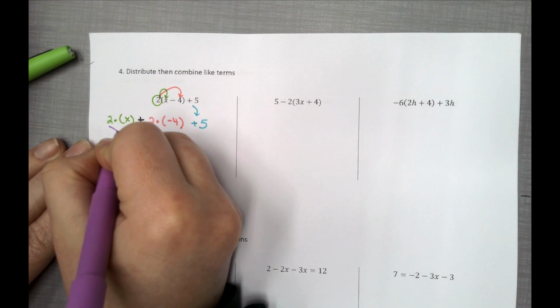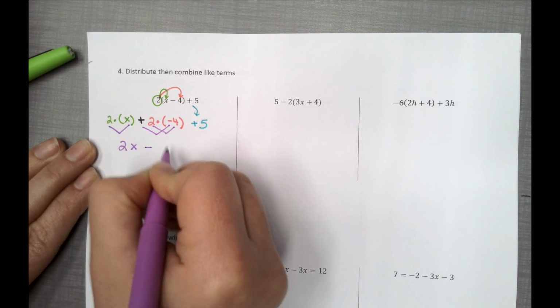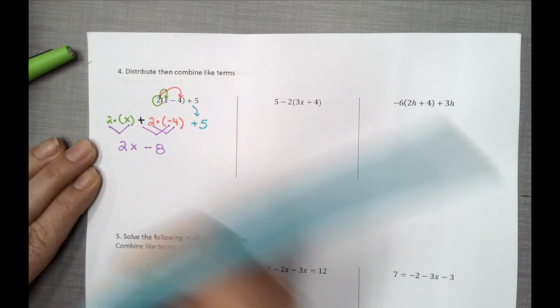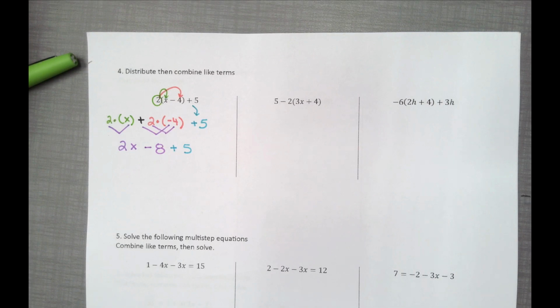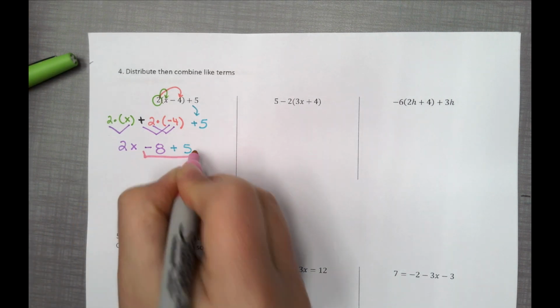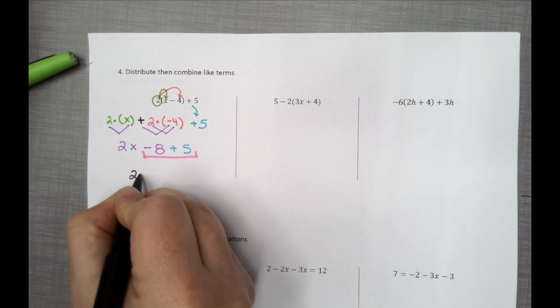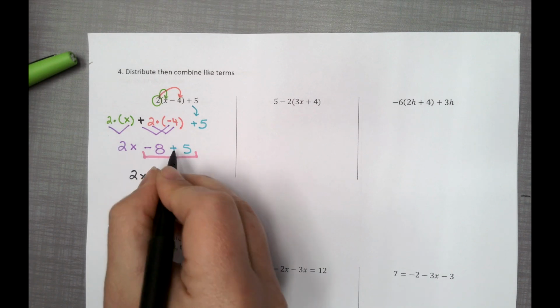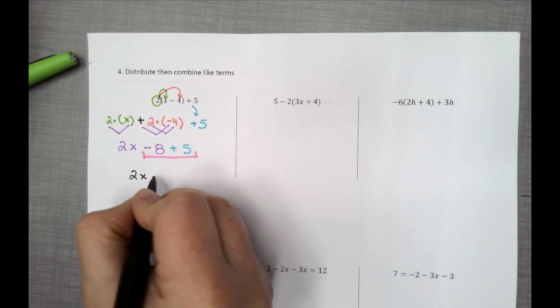So here I have 2 times x, which is 2x. Positive, negative means a negative. 2 times 4 is 8. I still have this +5 here at the end. At this step, we need to combine like terms, meaning if it has the same letter, like x, we combine them. If it also doesn't share anything the same, then we also combine them. So 8 does not have a letter and 5 does not have a letter, so we get to combine those. So we get our answer of 2x, 8 minuses and 5 pluses. This is not multiplication anymore. This is adding, subtracting. And we get -3.